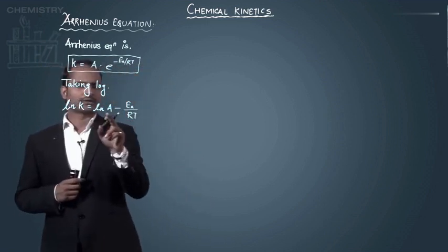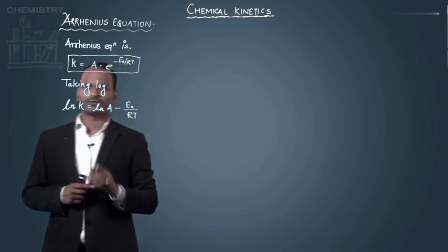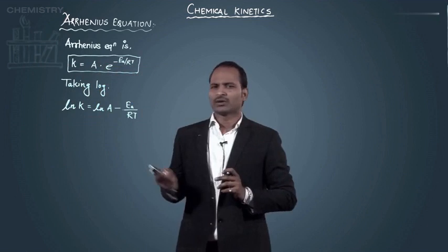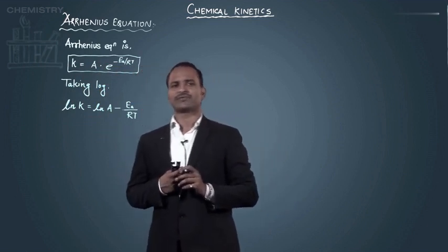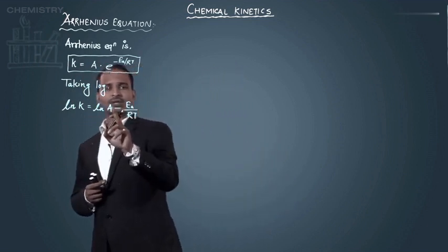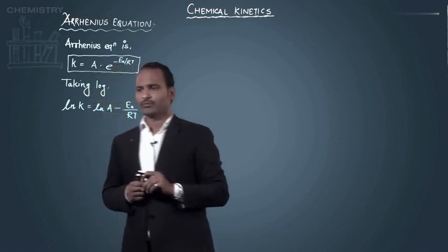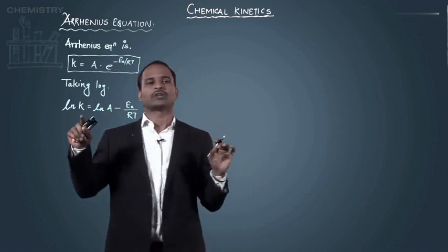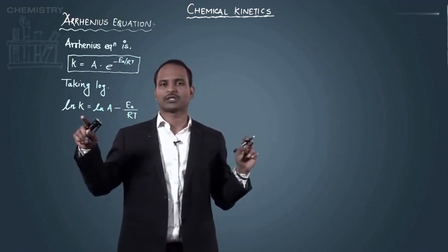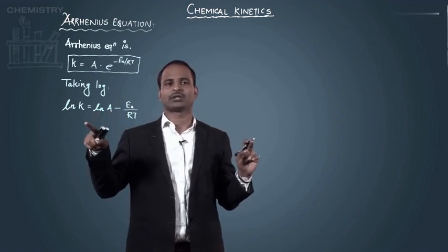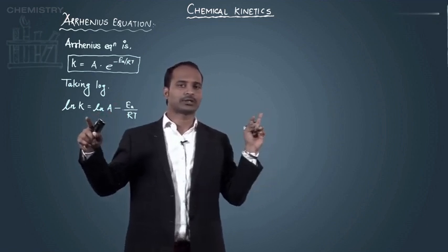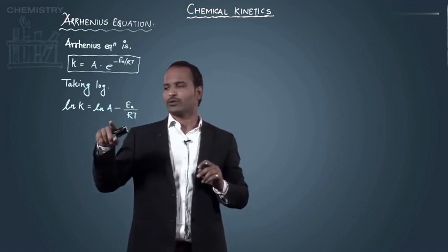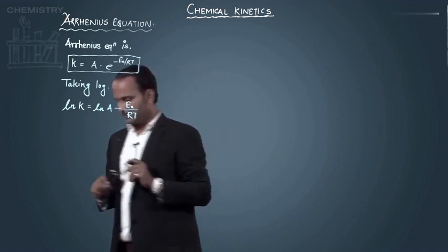Here, ln k is equal to ln A minus Ea upon RT. What is k? k is the rate constant. What is A? A is again a constant, known as the frequency factor. The unit of A and k is the same. The unit of k depends on the order of the reaction. If the reaction is first order, the unit is per time. For general order n, it is M raised to 1 minus n per time. So the unit of A depends upon the unit of k.